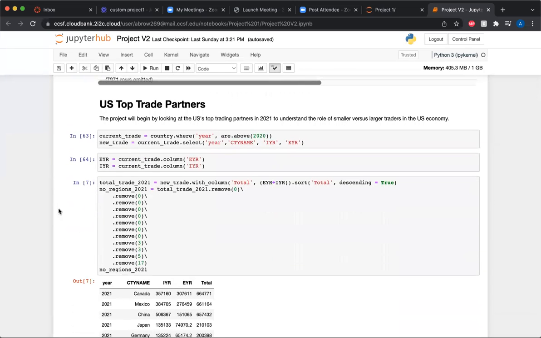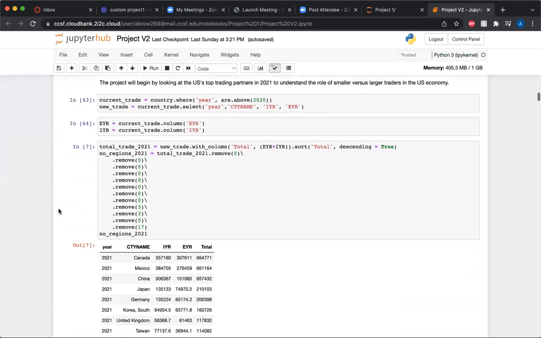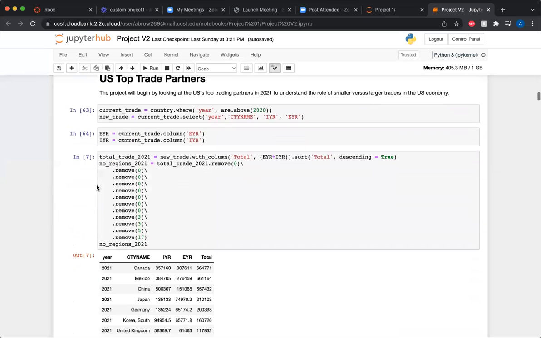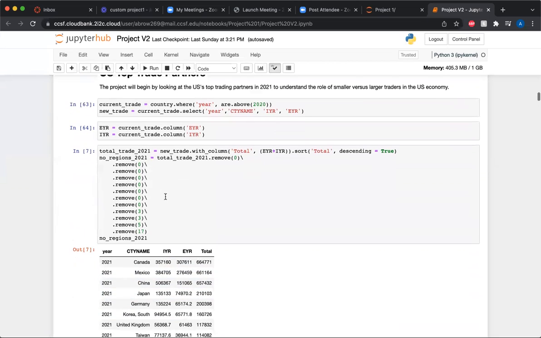Then I wanted to look at top trade partners. I had to remove a lot of the regions because those weren't really relevant to my analysis. I wanted to just look at countries. So that took a little bit of time to do some of that data cleanup.